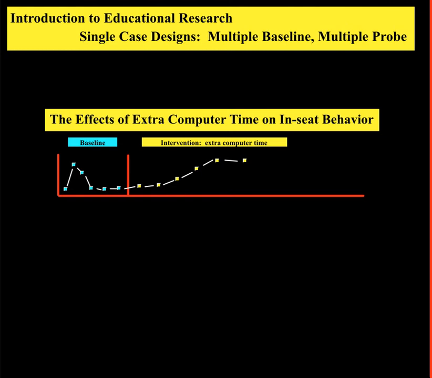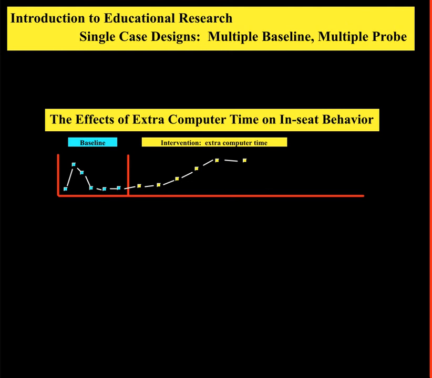So this is an AB design. By its very nature, it's an extremely weak, pre-experimental type of design, with many threats to the internal validity, or inferences drawn concerning the results of this design.